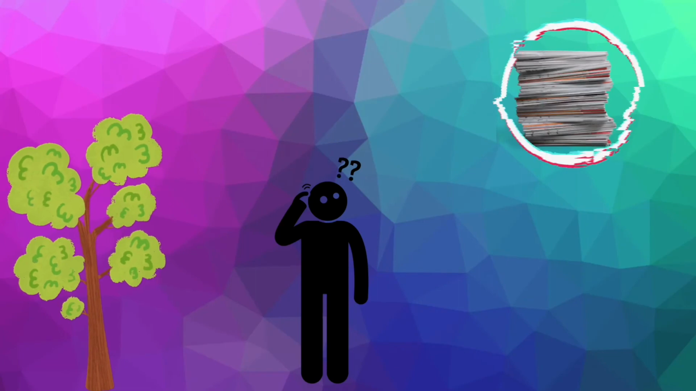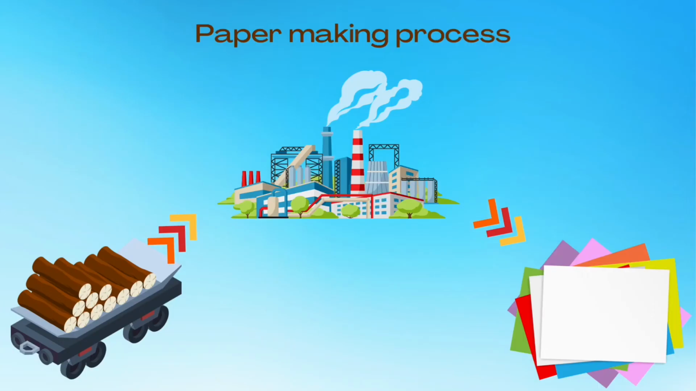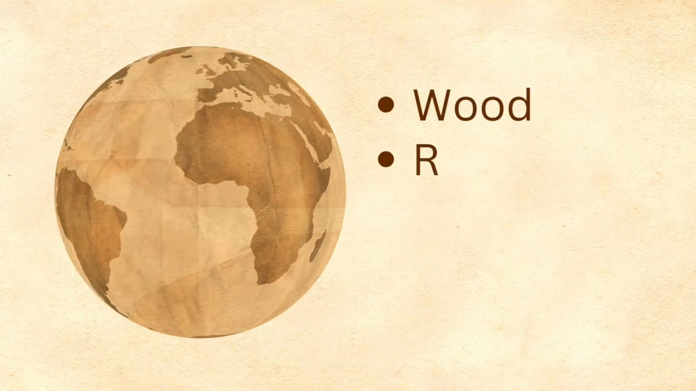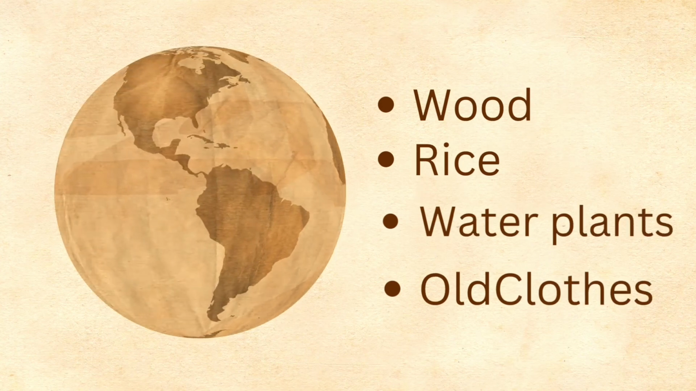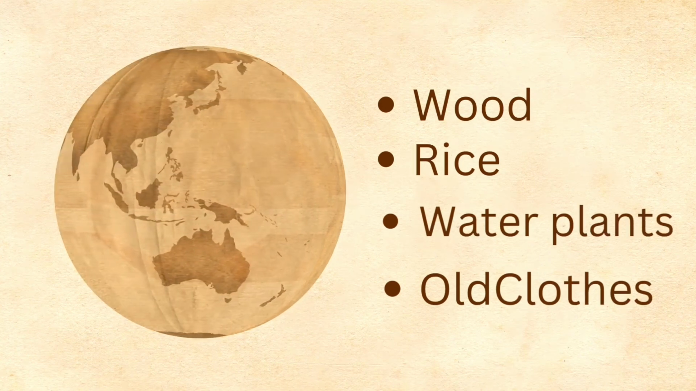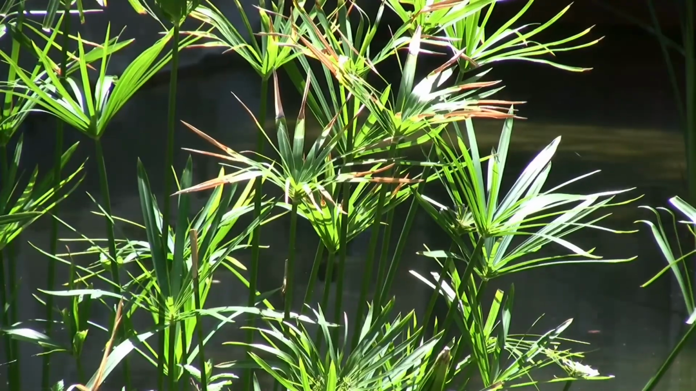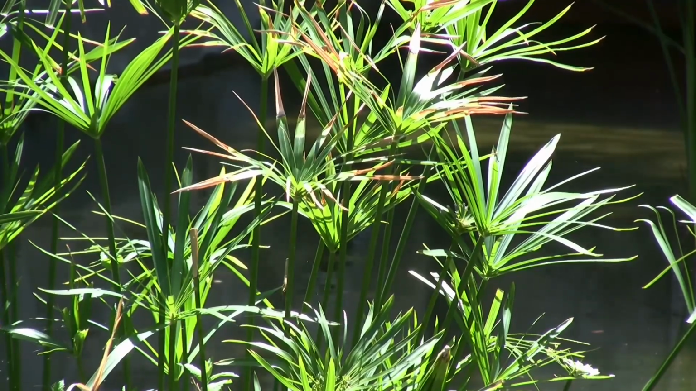But how is paper actually made? Who invented it? How do we turn wood into sheets of paper? In this video, we will see how the papermaking process began and how logs turned into pulp and then finally into paper. Over the centuries, paper has been made from a variety of materials. Wood pulp, rice, water plants, cotton, even old clothes are some of the few. But no matter what, one thing you need for sure is fiber.